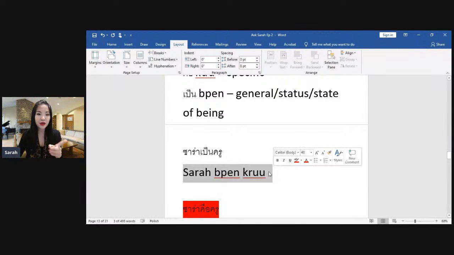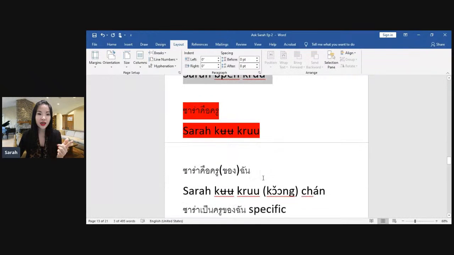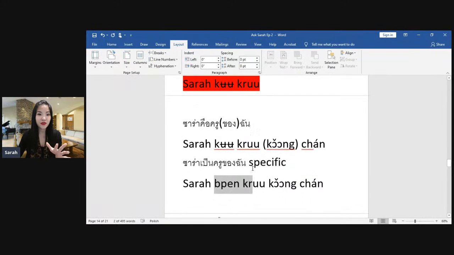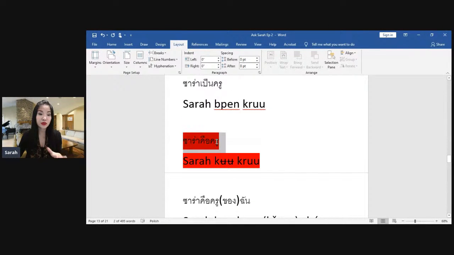Sarah เป็นครู, that's one, general: occupation in general. เป็นครู. And if I want to add เป็นครูของฉัน, you can still use เป็น here, that's fine. However, you cannot really use Sarah คือครู because it's not specific enough. Okay? Sarah คือครู, like ครู, which?